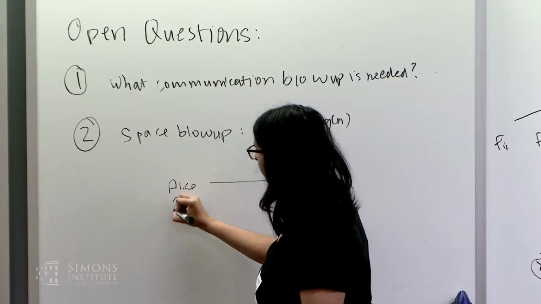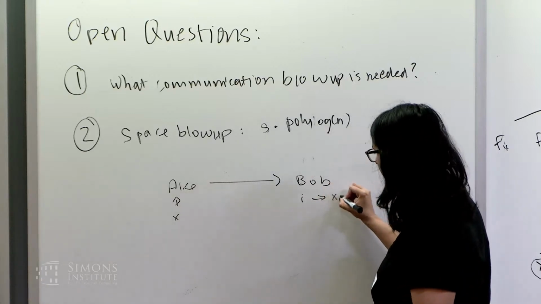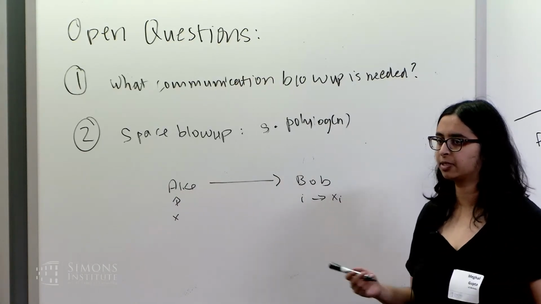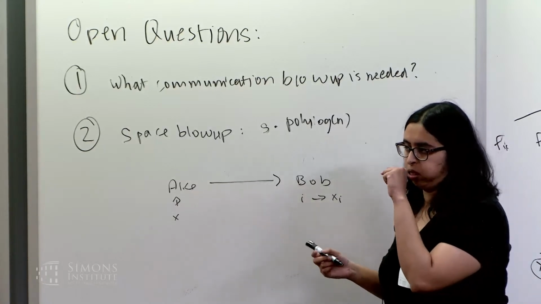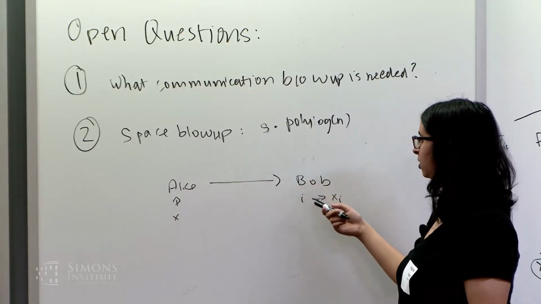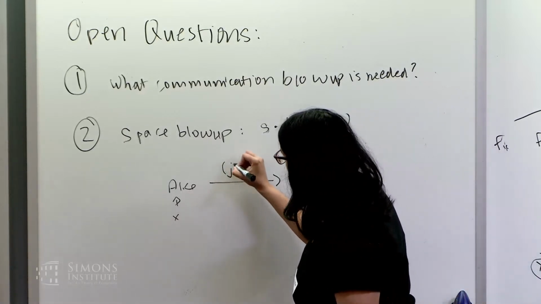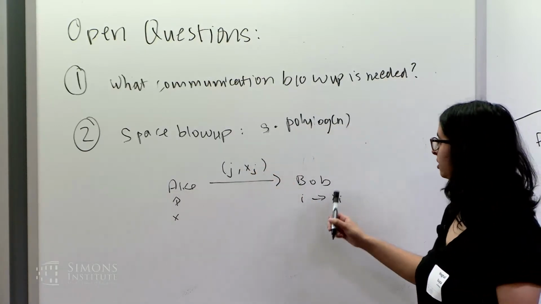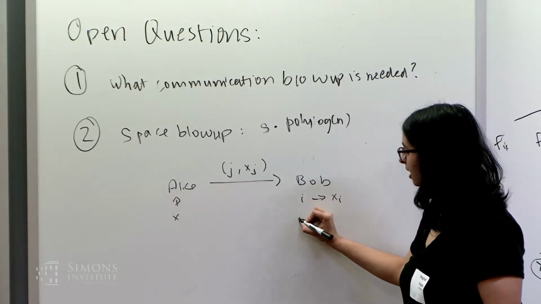You have Alice who has an input x, and Bob has i, and he wants to output x_i. If Alice just naively sends over x, then this would take Bob log space because he would need to count the indices of the input. But actually, there's a message that Alice can send to Bob so that this process only requires log n space. Alice can send j, x_j for all values of j between 1 and n. And then in order to decide whether to output x_j, Bob just needs to check, does i equal j?